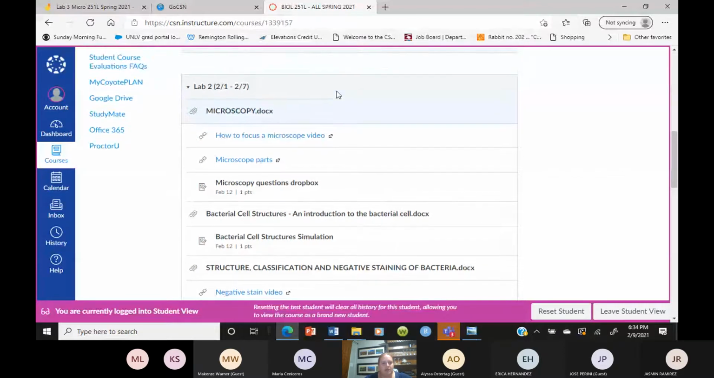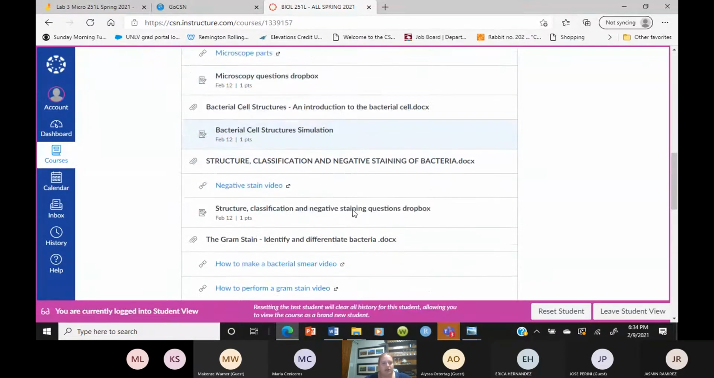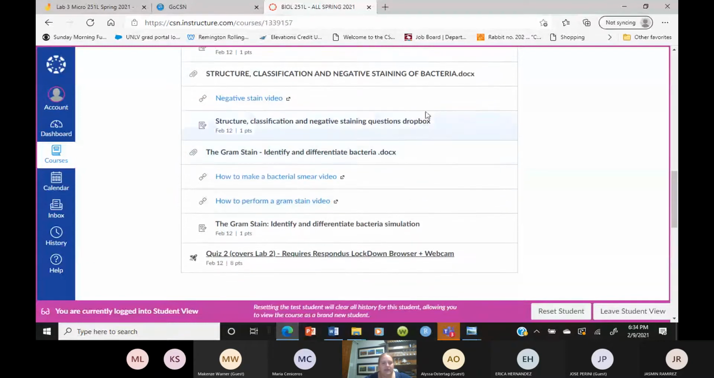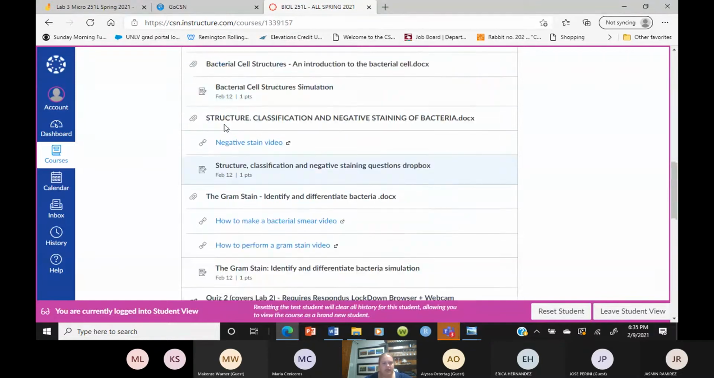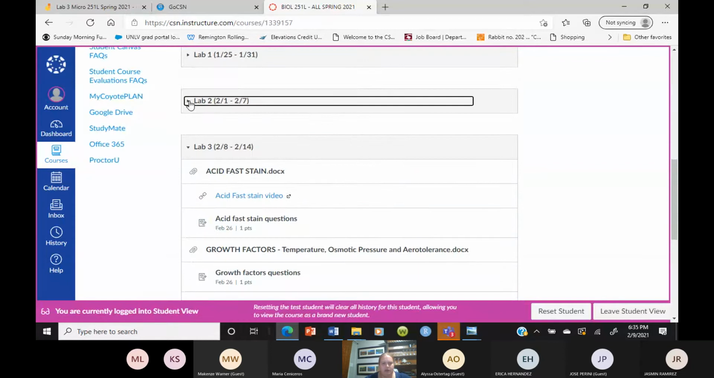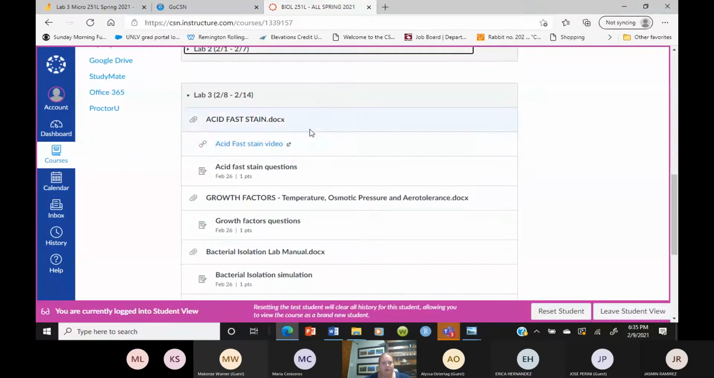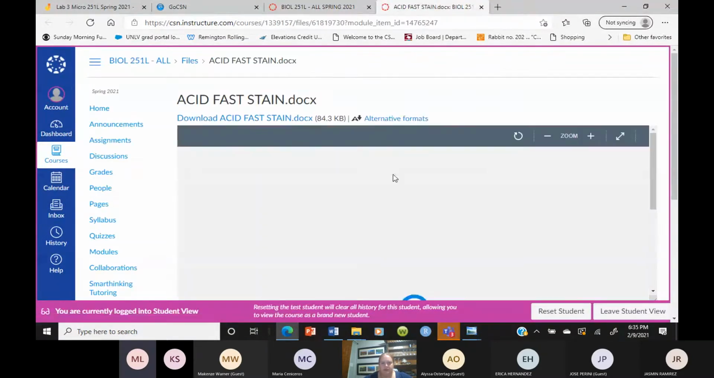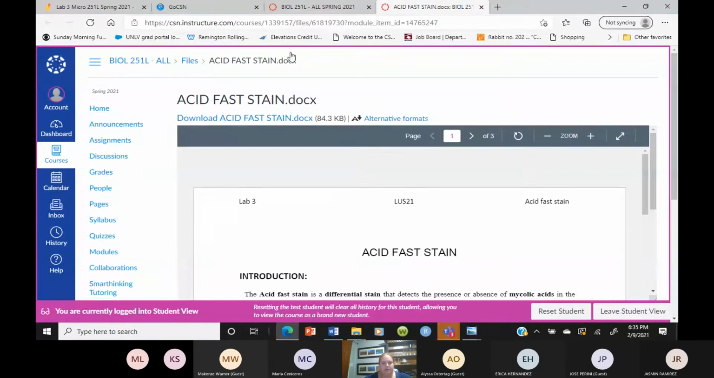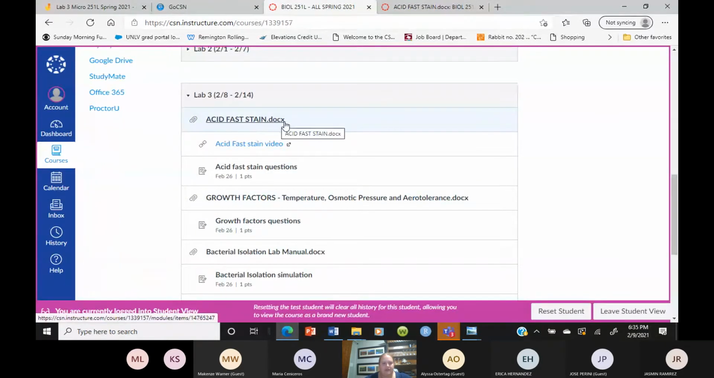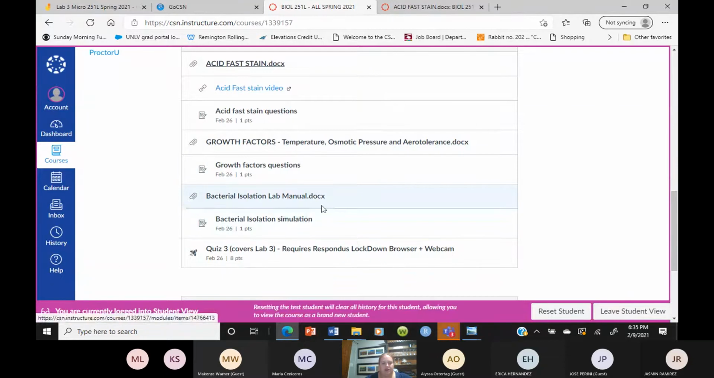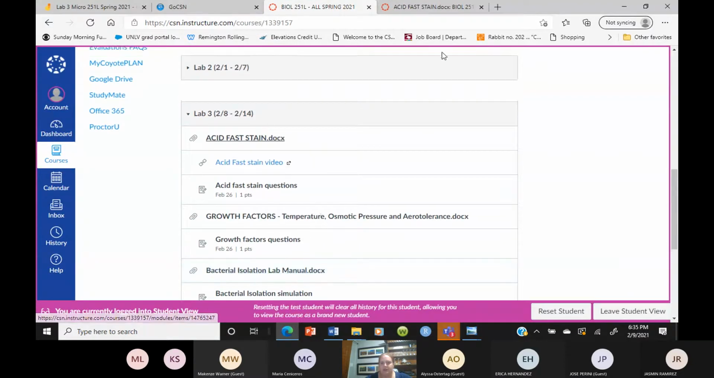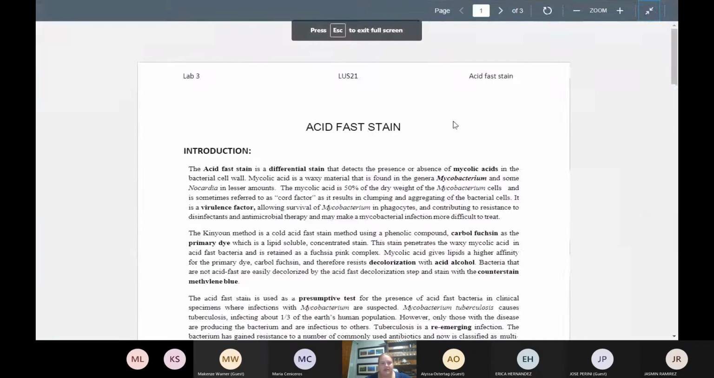So we reviewed microscopy last week, bacterial cell structure, and the 2 different types of staining that we looked at, negative staining and gram staining. Does anybody have any questions on that material right now? I'm going to refer to it a little bit, but if you have any specific questions, let me know. No questions. Excellent. Just as an overview, we're going to go through acid-fast staining, a 3rd type of staining, and then we're going to spend quite a bit of time on growth factors, and then talk a little bit about bacterial isolation and the methods for doing that. So the first one, if you guys want to follow along, acid-fast staining.